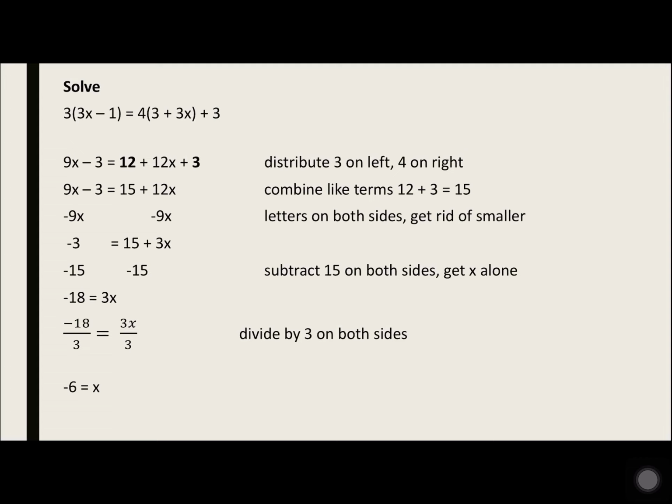Bring down the minus 3 on the left. On the right, 12x minus 9x equals 3x. Okay, remember to put it under your like terms, 12x minus 9x. On the right side, 15 plus 3x. Subtract 15 on both sides to get x by itself. Minus 3 minus 15 is negative 18. Divide by 3 on both sides to get x. Negative 18 divided by 3 is negative 6.